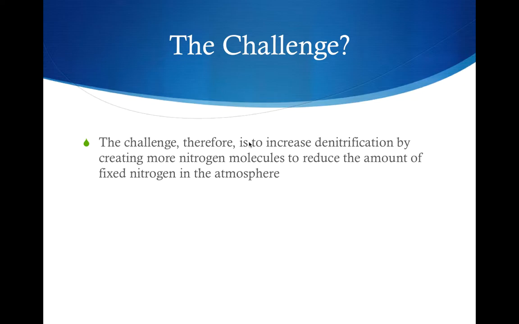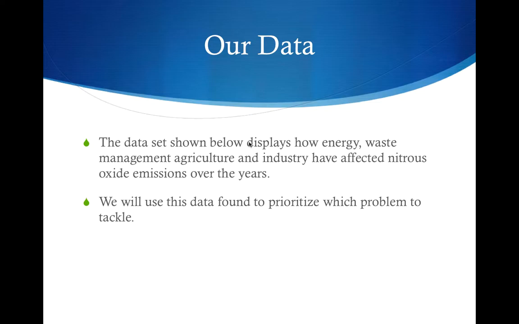First, we want to help reduce runoff, which gets into the water and increases acid rain and water pollution. And we want to find a new fertilizer that won't produce the toxic nitrogen into the atmosphere, which then affects the greenhouse effect. So the data we chose shows how energy, waste management, agriculture, and industry have affected nitrous emissions over the years, and we will use this data to prioritize which problem to tackle.